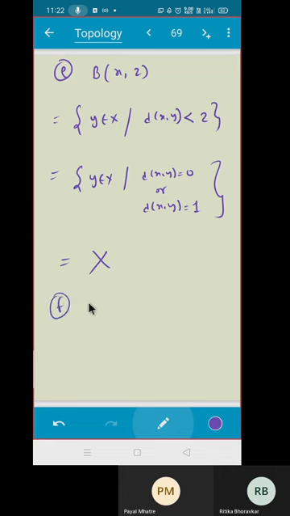Same for F also. B of X comma, what did I write, either 2.5 I think. This is again the set X. What can you say about G? B of X comma R, where R is greater than 1. The whole set X. Good. Very nice.